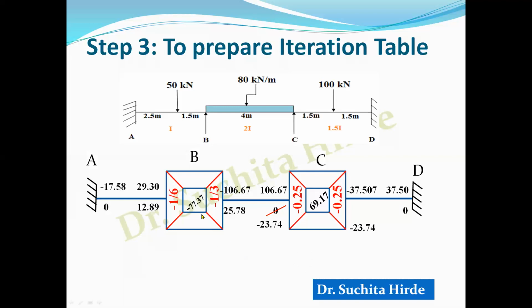In the second cycle, we will go to joint B. Now what are the far end values? New values 0 and minus 23.74. So these are the rotation contribution at far end. To this, add summation of fixed end moment and then multiply by this rotation factor and write the new values. When we write the new values, we cut the initial value so that we will not have any confusion. So let us see the second iteration at joint B.